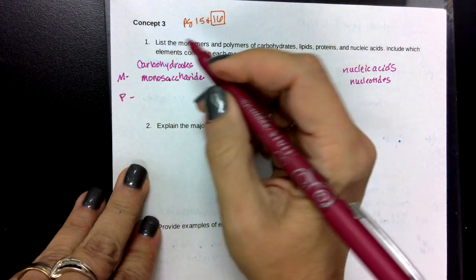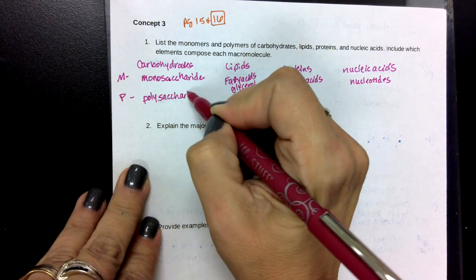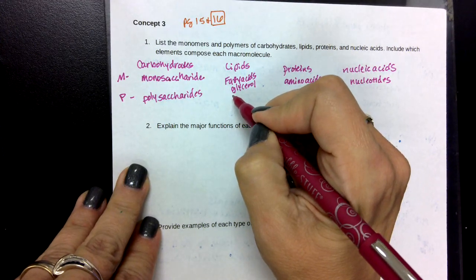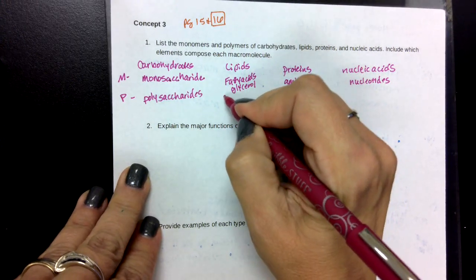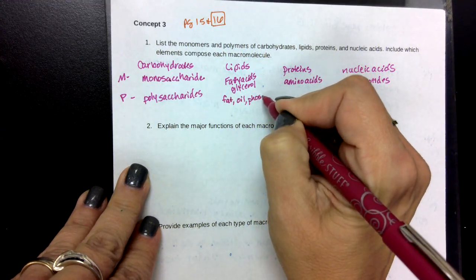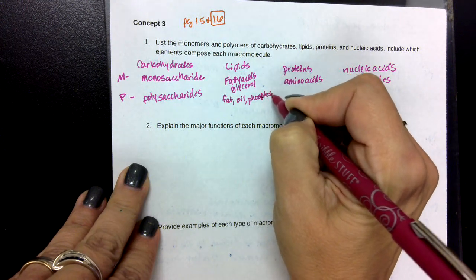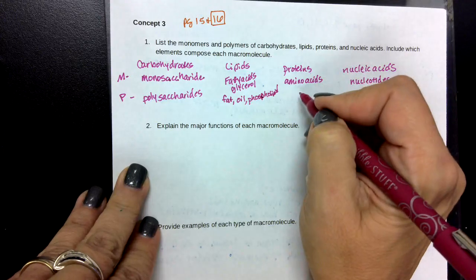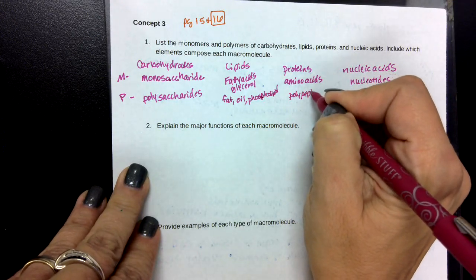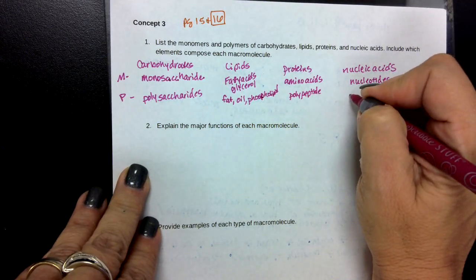Polymer, I'm going to do P. This is going to be your polysaccharides. This is going to be your, it could be a fat, an oil, or a phospholipid. Your protein, we call them polypeptide. And nucleic acid is just your nucleic acid.